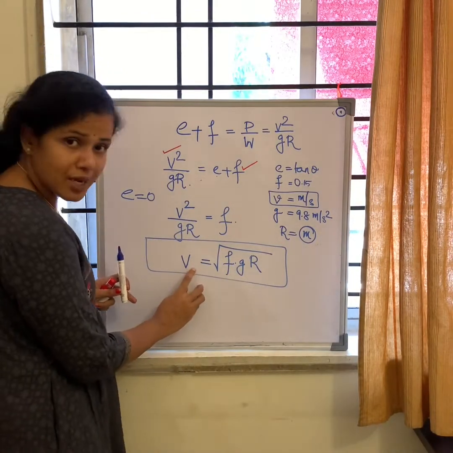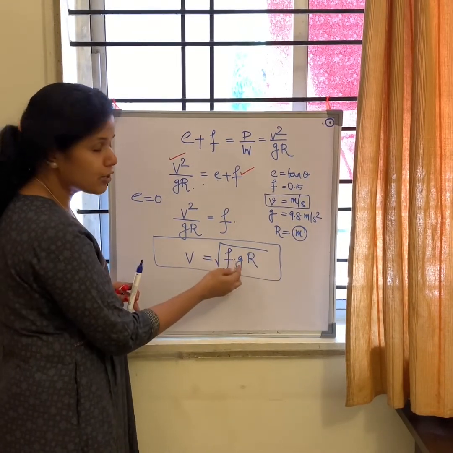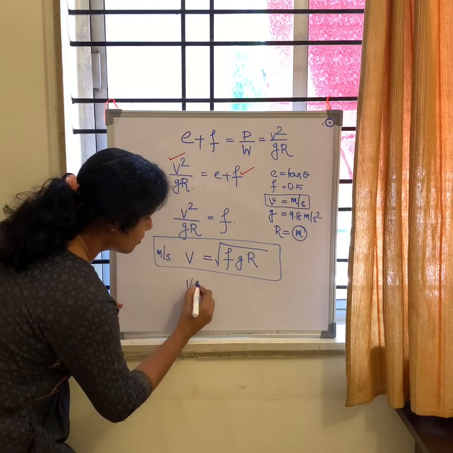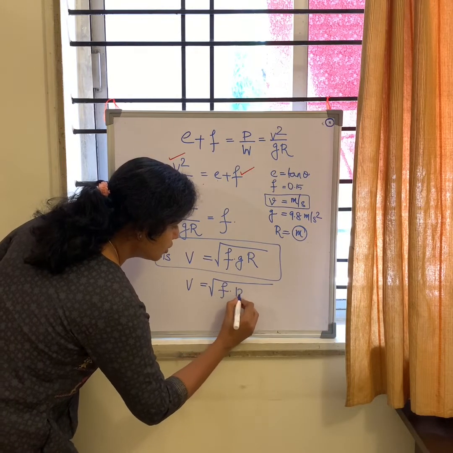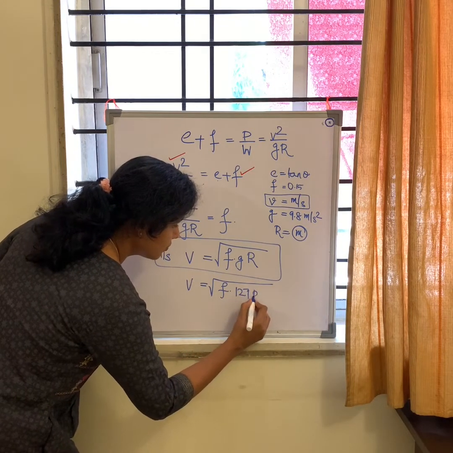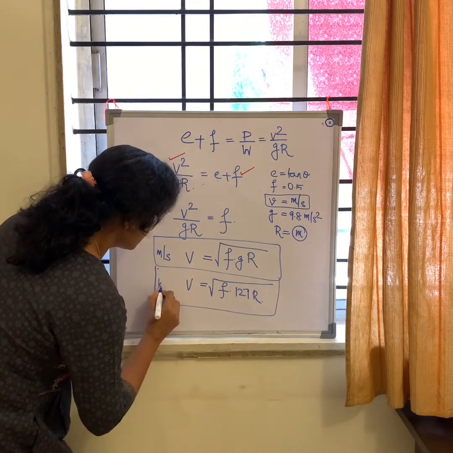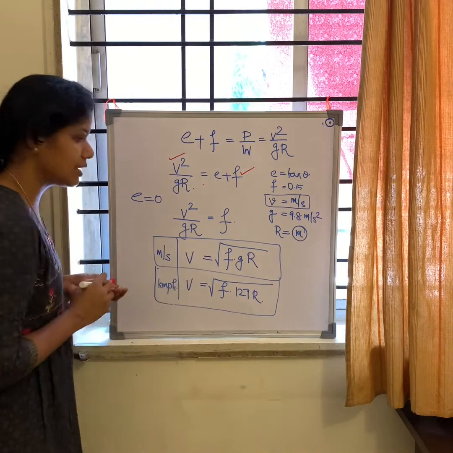So that allowable speed one can calculate as square root of F into GR. Now, this is in meter per second. If you are using kilometer per hour, it will be square root of F into 127 R. So I hope the 2 points are clear here.